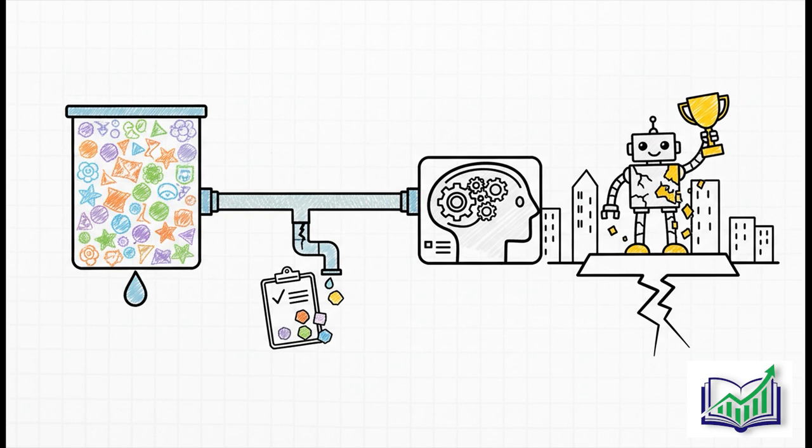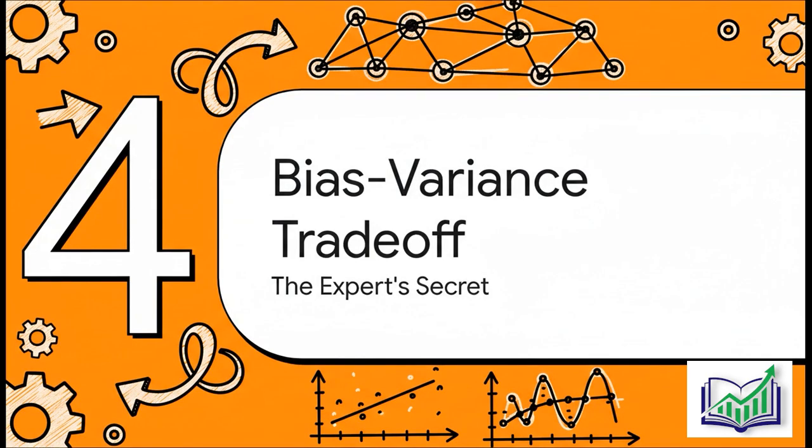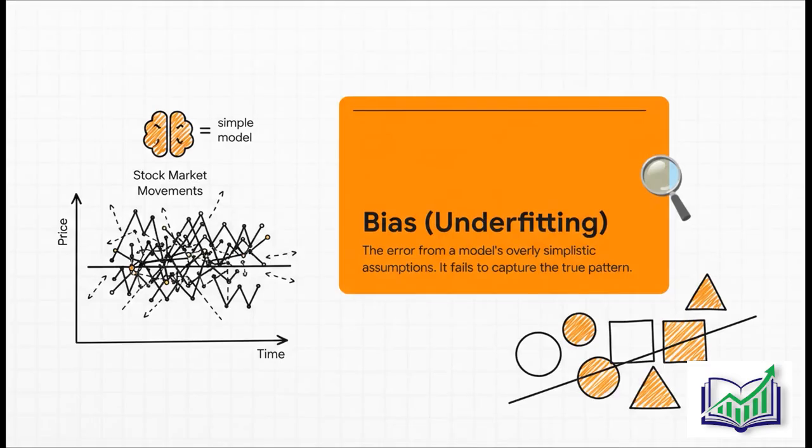how our model performs. Okay, now that we have the workflow down, let's get into the concept that truly separates the amateurs from the experts. If you can wrap your head around the bias-variance trade-off, you unlock the key to fine-tuning a model and getting the best possible performance. So, what is bias?